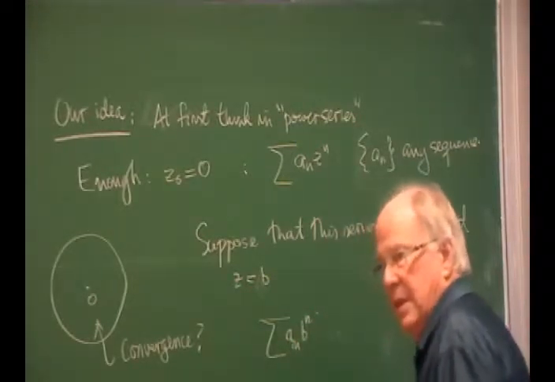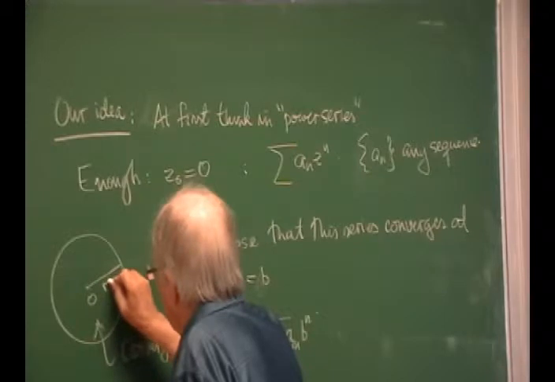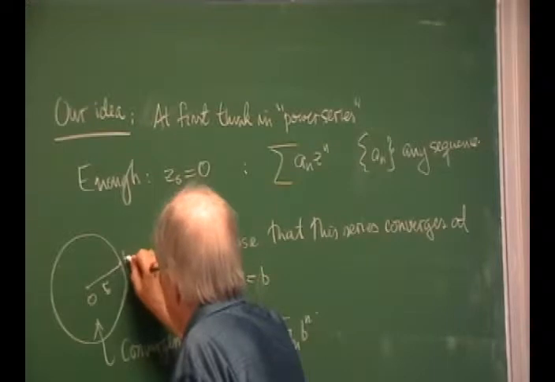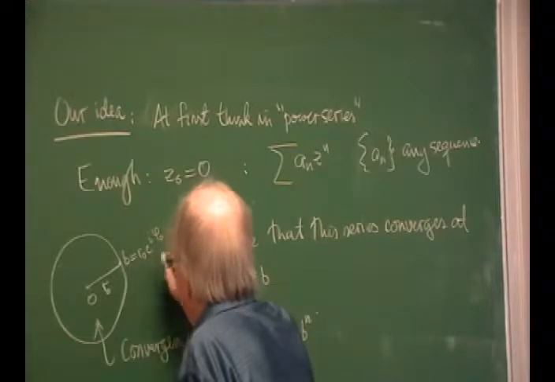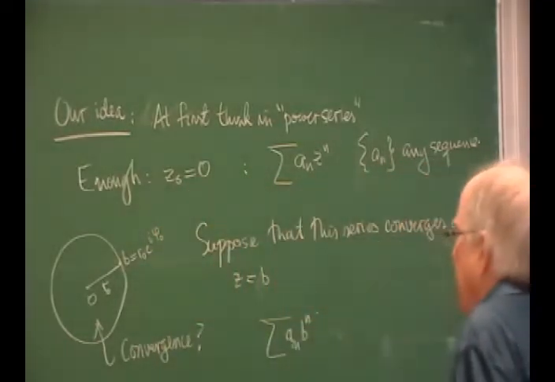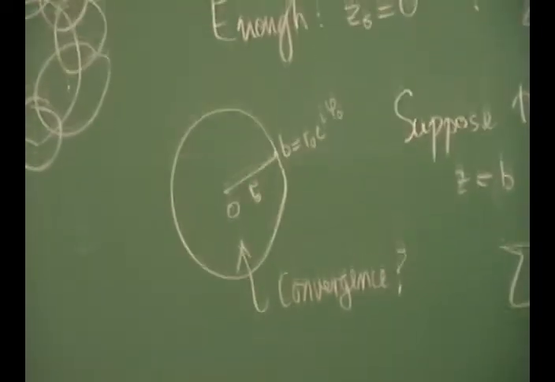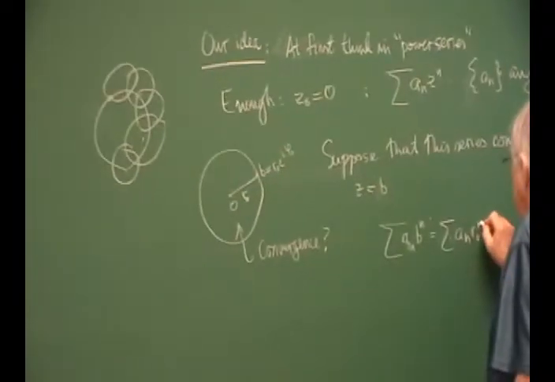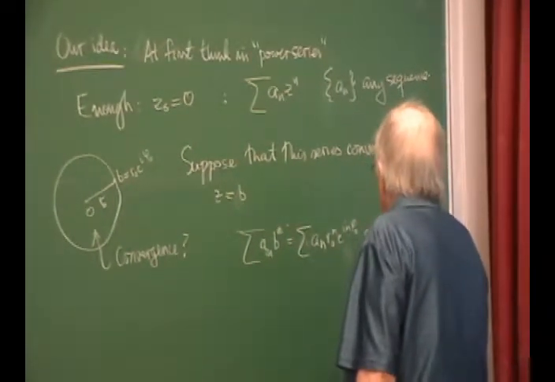Okay. And in fact, let's suppose here that we have, here is a radius. Let's call this r0. And here is the point b. And b is, let's say, r0 e^(i phi0). Okay, some point on the circle like that. So that means that this thing, sum a_n r0^n e^(i n phi0), converges.